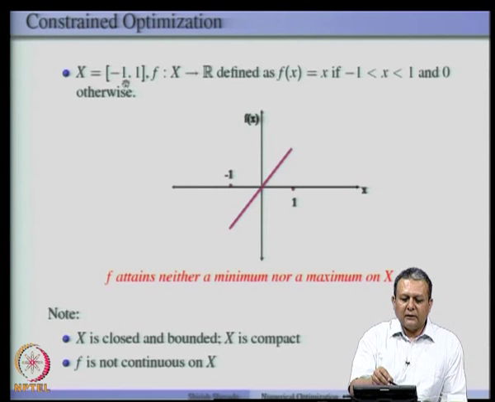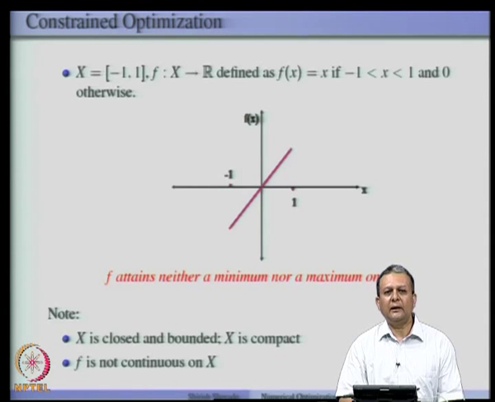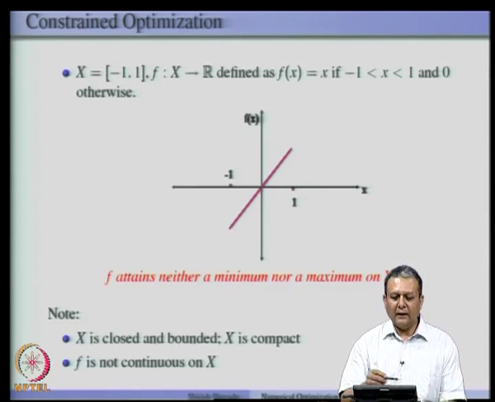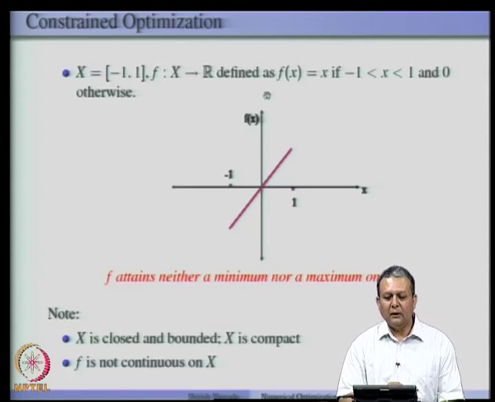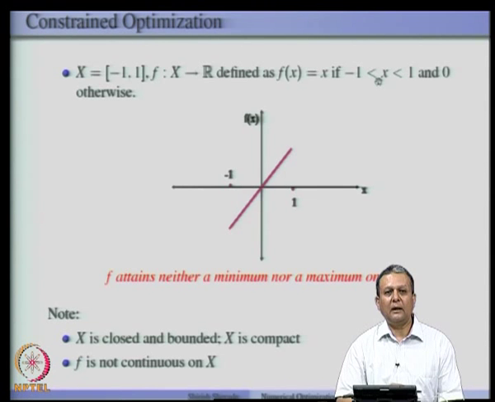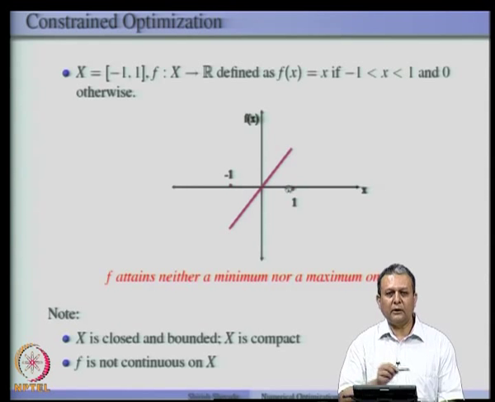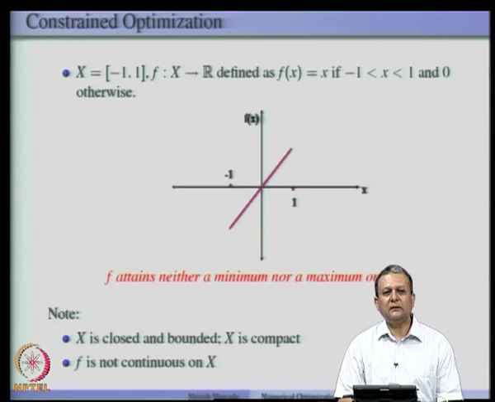Let us consider the domain x to be the closed interval minus 1 to 1. It is a closed set as well as a bounded set, so hence it is a compact set. Let us define a function f from x to R as f of x equal to x if x is in the open interval minus 1 to 1, and 0 otherwise. In the open interval minus 1 to 1, the function is a straight line, and at the end points the function has a value 0. So, clearly you will see that the function is discontinuous on the set x.